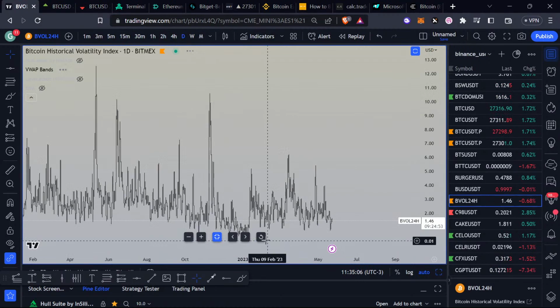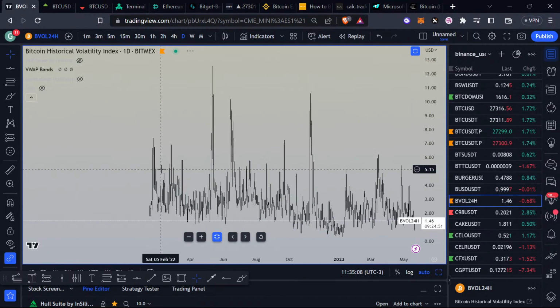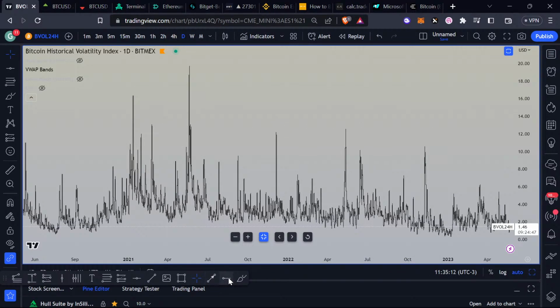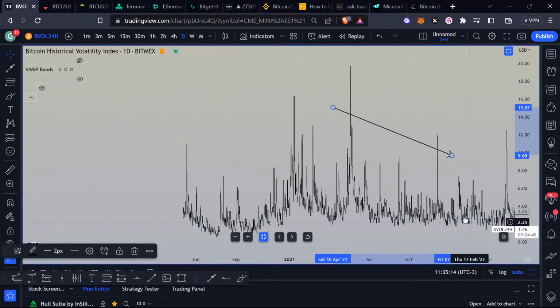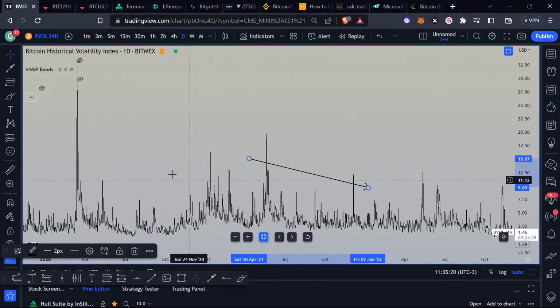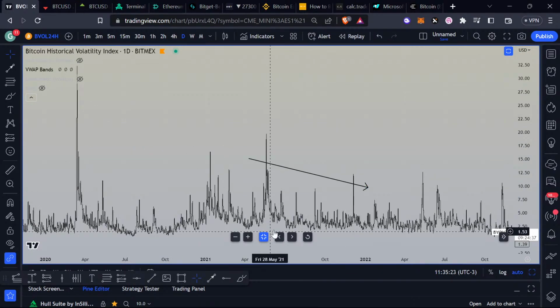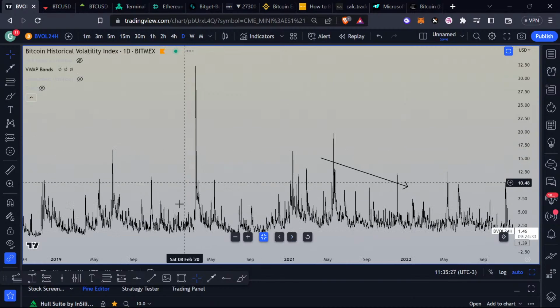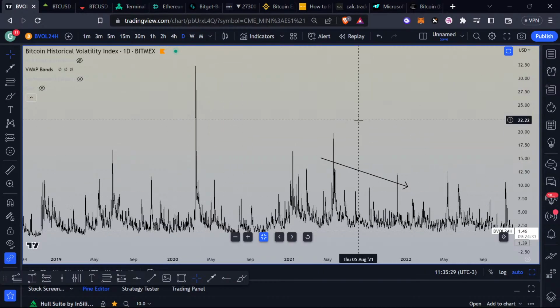Use it on the daily. And remember, this is not a chart you do TA on. Please don't do something like that. Yes, it makes sense to signal the fact that volatility is lower, but think about volatility as if it were the electrocardiogram of Bitcoin. This is Bitcoin's heart rate.